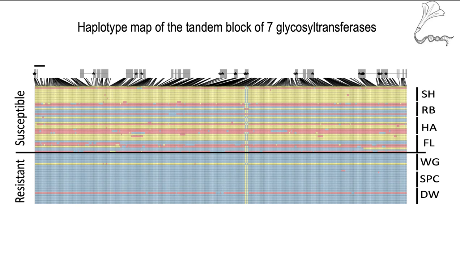So we clearly see that the resistant individuals exhibit a stretch of homozygosity as compared to the susceptible individuals. And also that the multiple non-synonymous substitutions seem to be almost fixed in the resistant population.